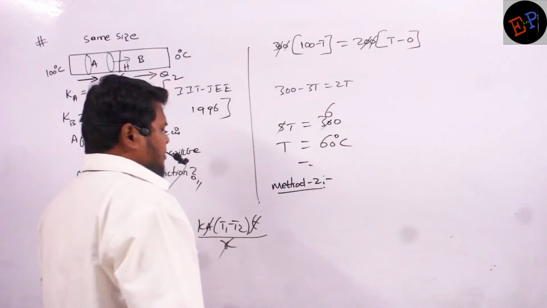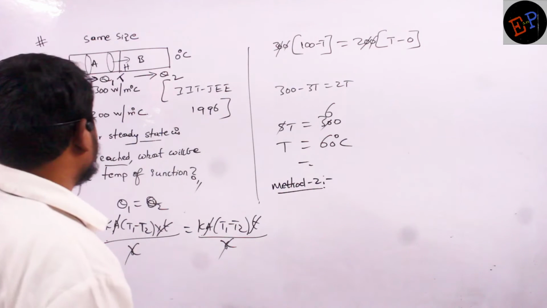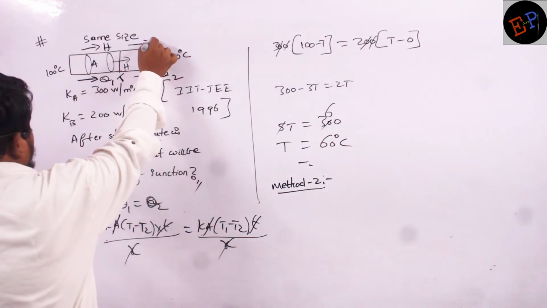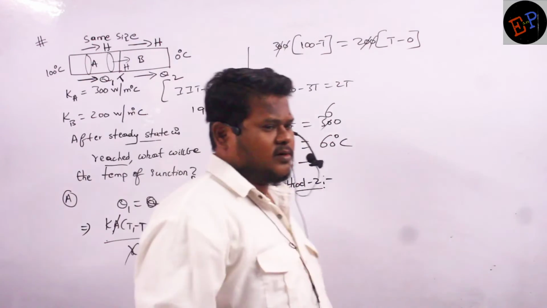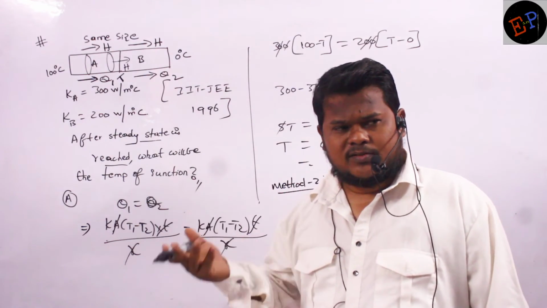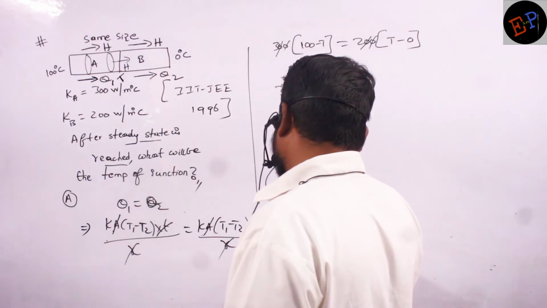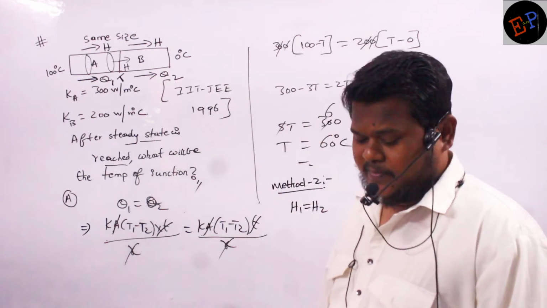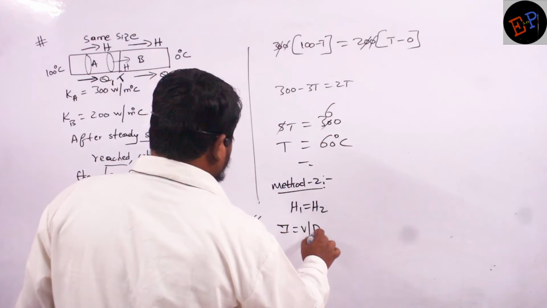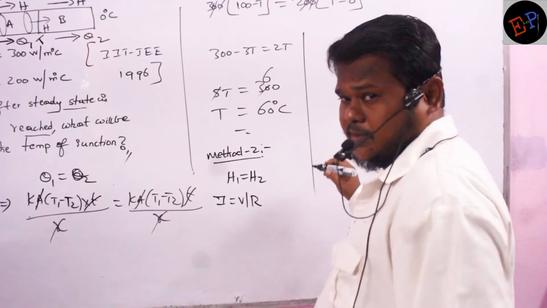See, my rods are connected in series combination or parallel combination? Series combination. So the heat current flowing through the first rod, the same heat current must be flowing through the second rod also, because analogously, if two rods are connected in series, the same current will flow. So heat current also will be the same. Therefore I will write H1 is equal to H2 is equal to H. And what is the formula of current? We know that I is equal to V by R. In terms of heat current, how can you write it?